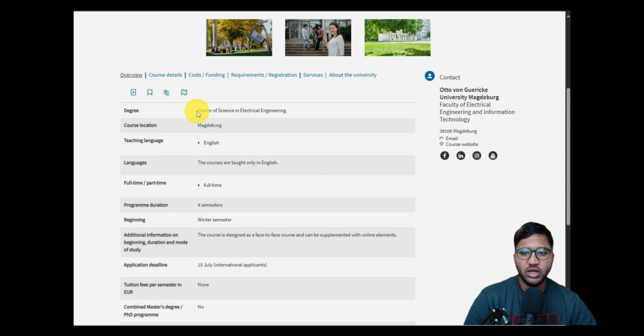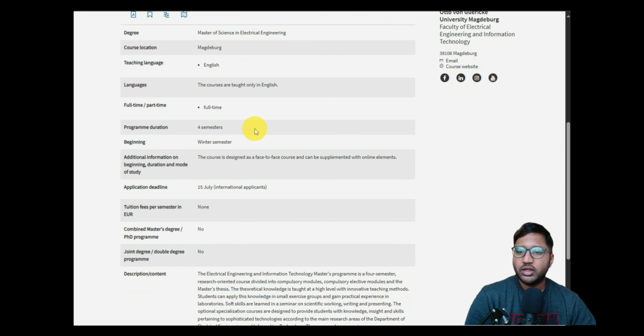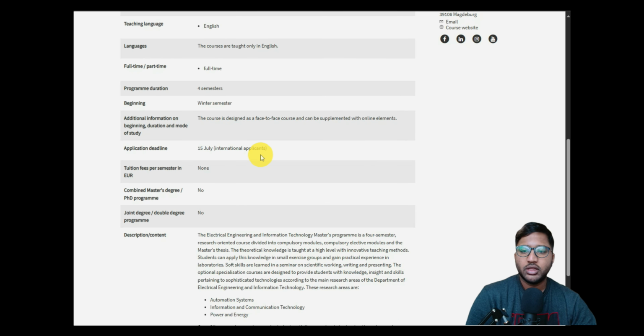And if you can see, if it is a Master of Science, then it will for sure be 4 semesters. The course is taught only in English, but you can also take some German language courses running parallelly on the German side. If there are courses that you like which are not in English, if they are in German, then please take them and study, but don't give the exam, just study the course if it is fascinating for you. Then it is a full-time course. The program duration, as I told, is 4 semesters, because a Master of Science is usually 4 semesters. Then the beginning of the courses would be only in the winter semester.